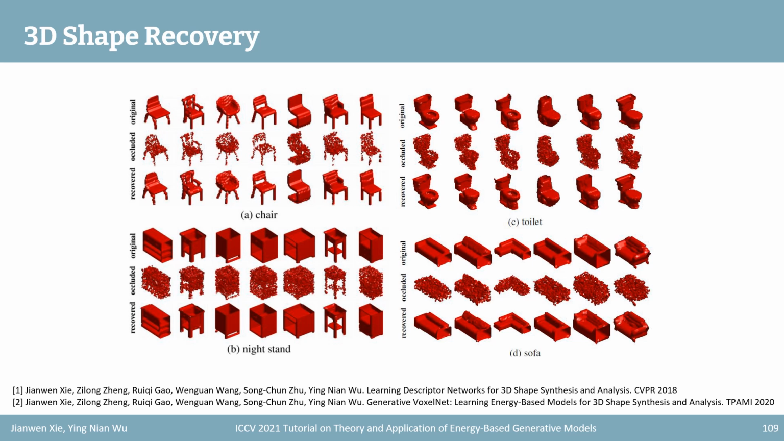Here are some results of 3D shape recovery. For each category, the first row shows the original examples, and the second row shows the corrupted testing examples. The last row shows the recovered result by the learned model. The recovery is performed by running a few steps of Langevin sampling, starting from the corrupted examples.